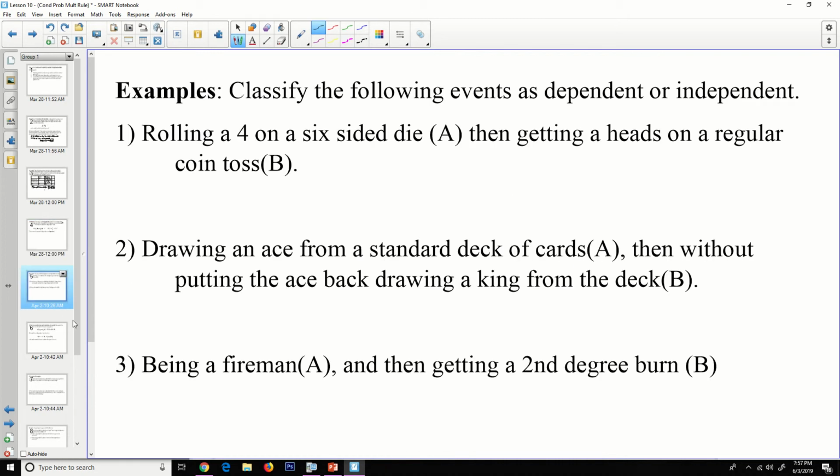So let's talk about an example. Classify the following events as dependent or independent. Rolling a 4 on a 6-sided die, then getting a heads on a regular coin toss. Well, since the roll on the 6-sided die does not affect the coin toss, we're going to call these independent events.